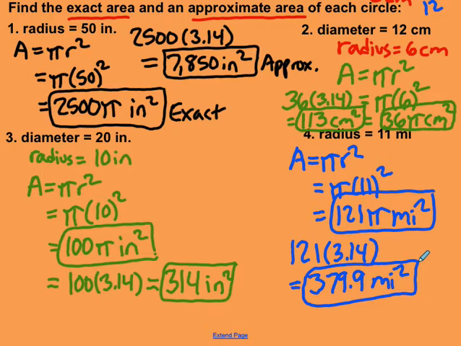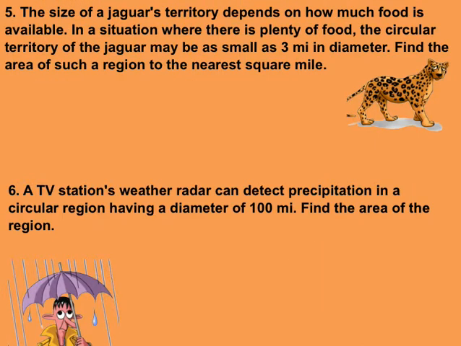Moving on. Number 5, we're going to talk about a jaguar's territory. The size depends on how much food is available. So in a situation where there's plenty of food, the circular territory of a jaguar may be as small as 3 miles in diameter. Find the area of such a region to the nearest square mile.